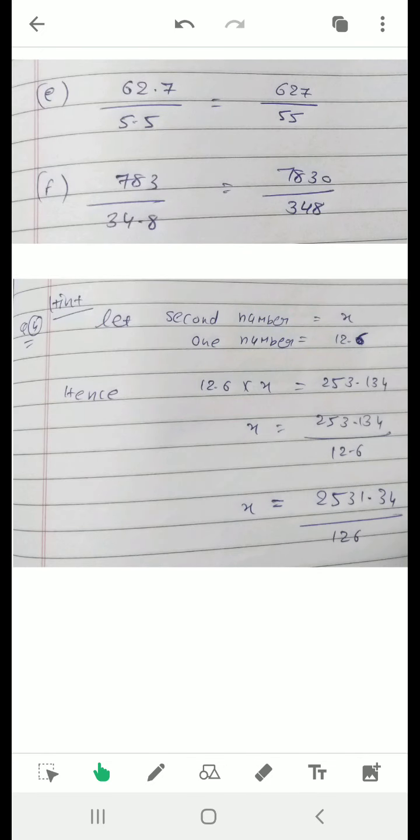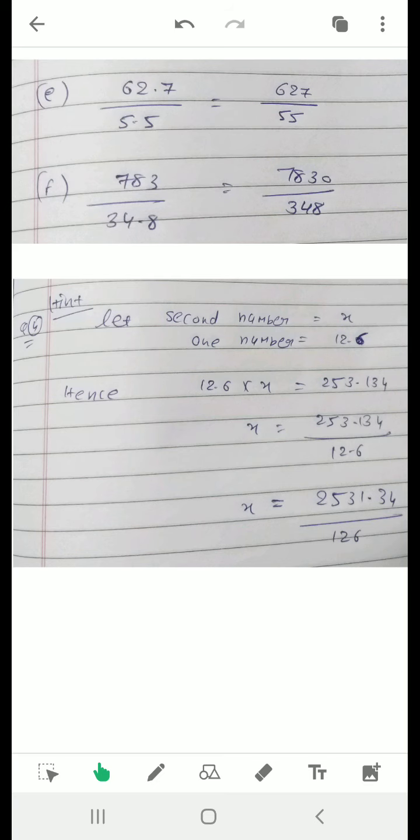Similarly option E, third E, 62.7 divided by 5.5. Now again there is a decimal in the numerator and denominator both. So count the number of decimal places. In the numerator there is 1, in the denominator also there is 1. They are both equal, 1 minus 1 is 0. So we don't need to put a point in either number, neither in the numerator nor in the denominator. Did you understand what we need to do here? That is similar to question number 2, the examples that I explained in the last video.